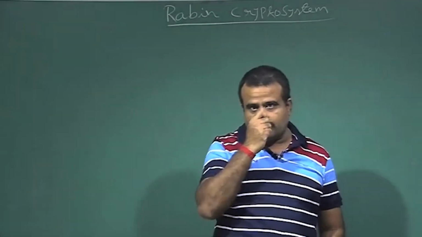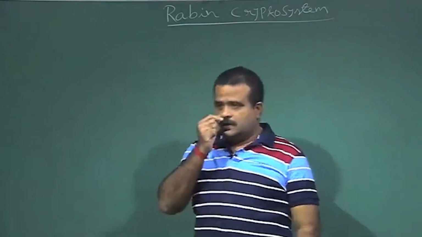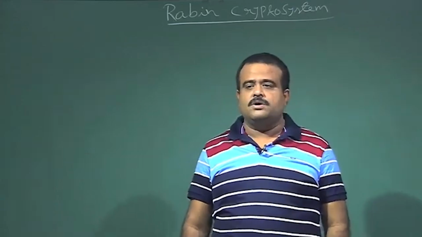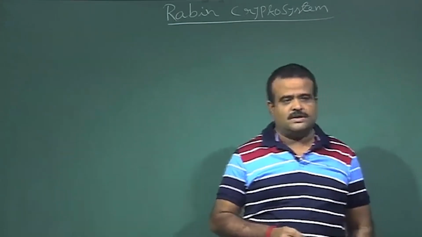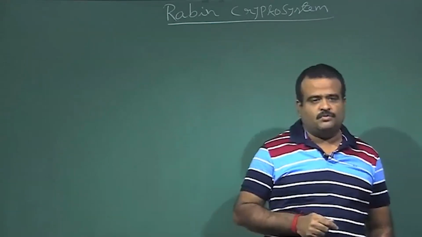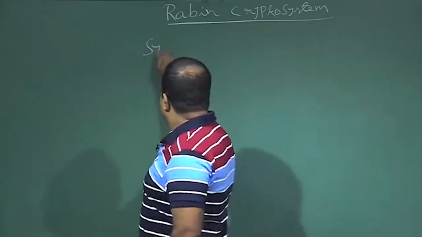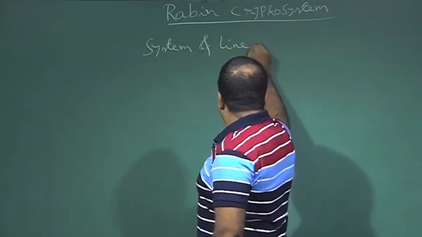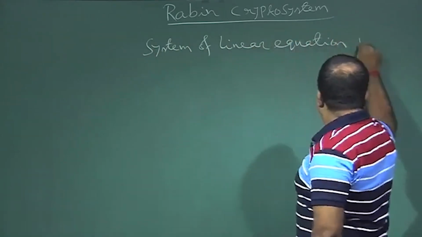Okay, so we'll talk about the Rabin crypto system, which is based on the Chinese remainder theorem and quadratic residue. Before going to the Chinese remainder theorem, we want to see how to solve a system of linear equations modulo some p or n.